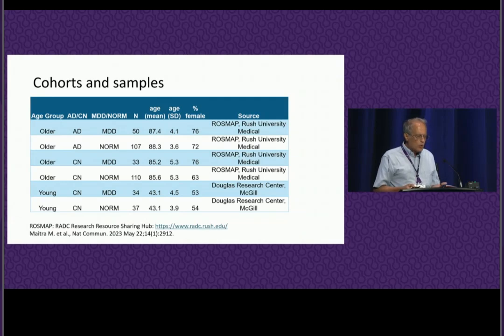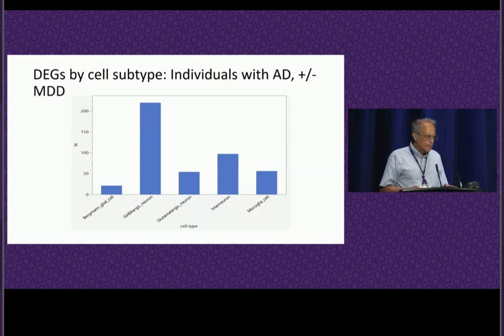This slide shows the cohort demographics. The 2 older cohorts were derived from the Rush University Medical Center's ROSMAP cohort. Average ages are in the mid to upper 80s, with approximately 70% female. The AD patients were slightly older than the cognitively normal controls. The young cohort had an average age of 43 years and was approximately 50% female. The references provide more detailed information on the cohorts and samples.